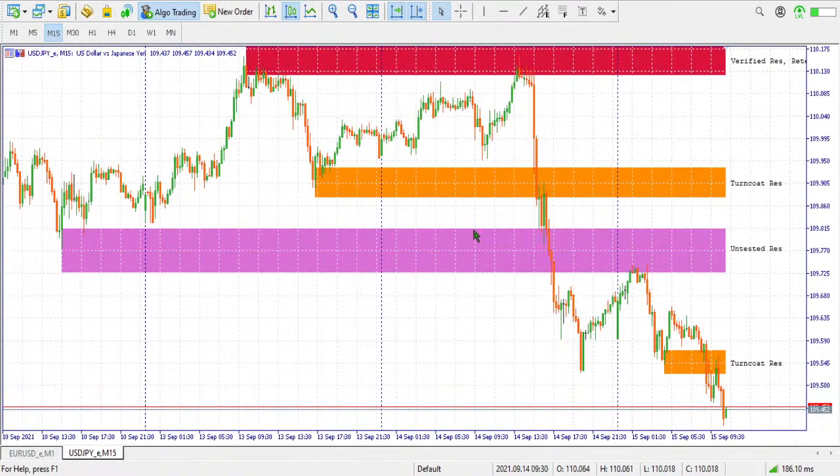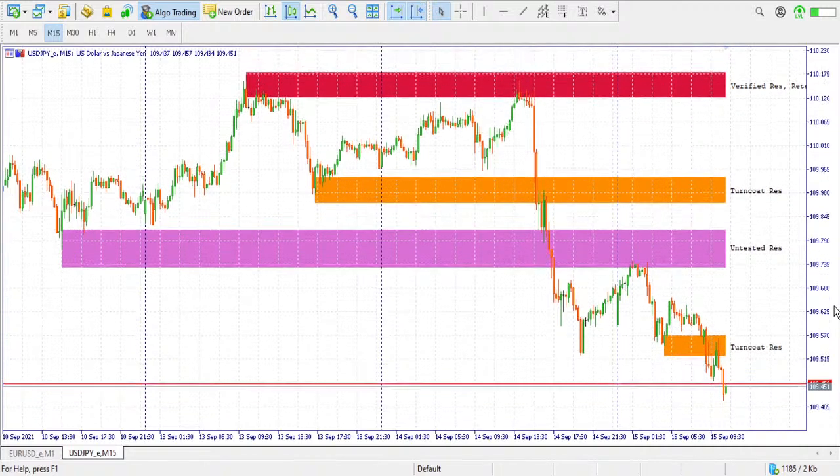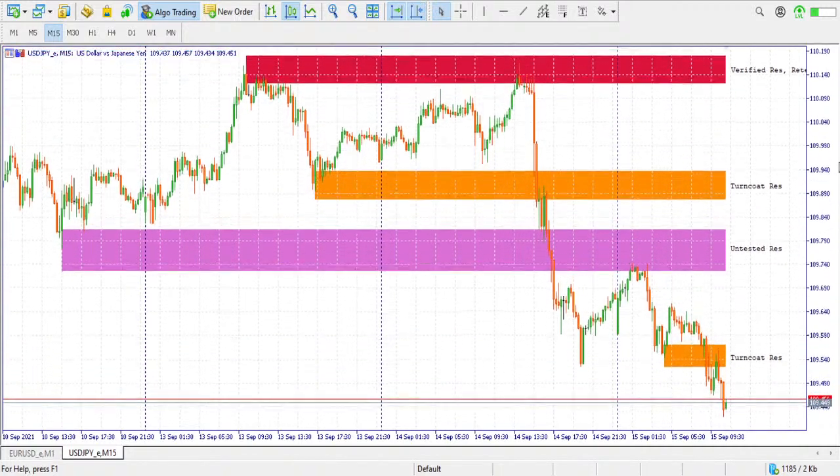On the 15 minutes so far, we do have a verified resistance here. We have a turncoat resistance, an untested resistance, and then you have a turncoat resistance. You don't have any support as such.